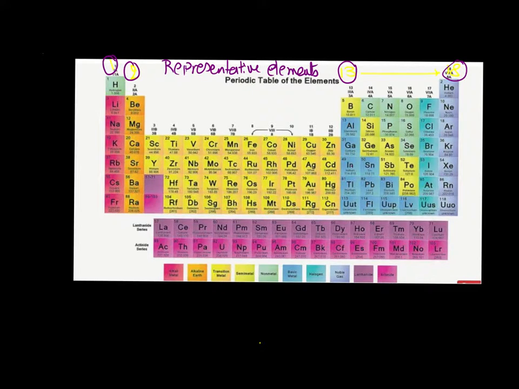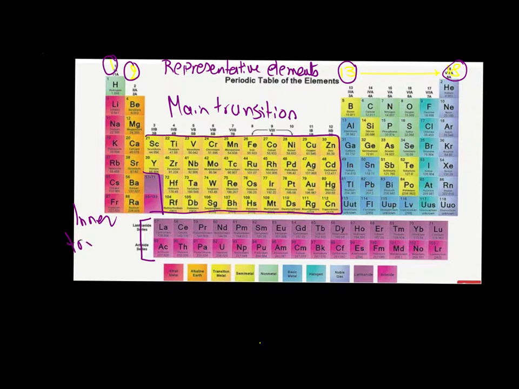While other elements, we call them transition elements. Transition elements are divided into two categories. The elements in the middle of the table, we call them main transition elements or metals, while the elements located at the bottom of the table, we call them inner transition metals or elements. So generally, elements in the periodic table are divided into two categories, representative elements and transition elements. Representative elements, elements in group 1, 2, and 13 to 18.